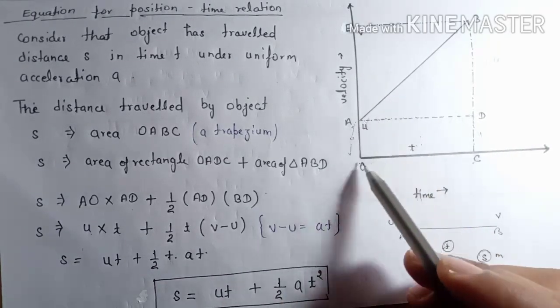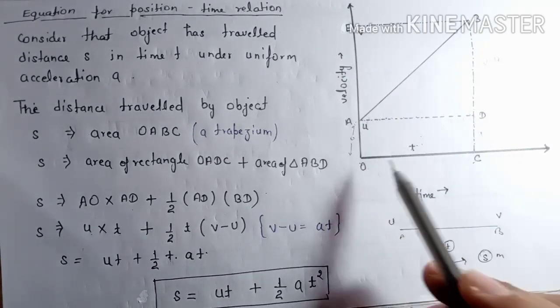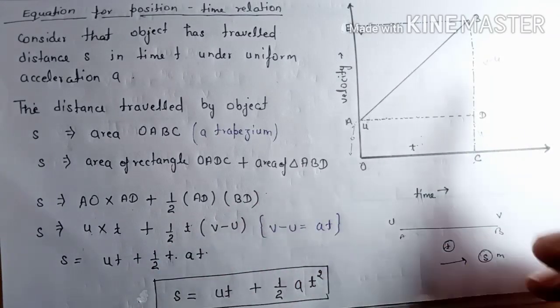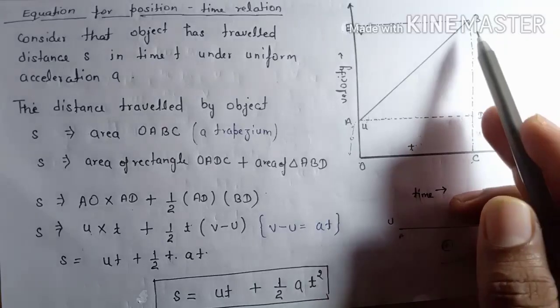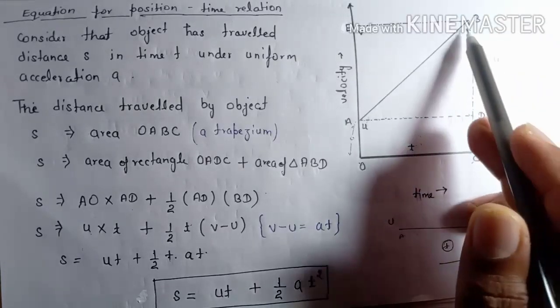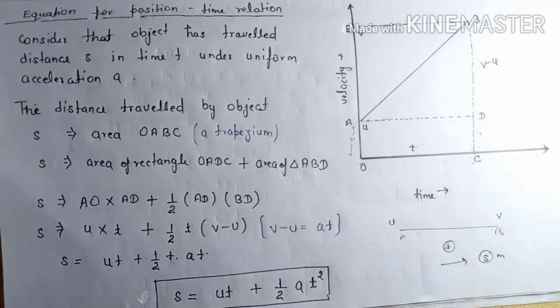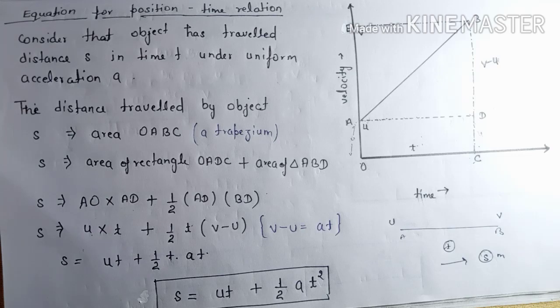AD is equal to T, because AD is equal to OC. So put here T, and BD is the change in velocity. So that is V minus U. Here I have made this graph with a sketch pen, but used a pencil lever because I have to show all this to you.